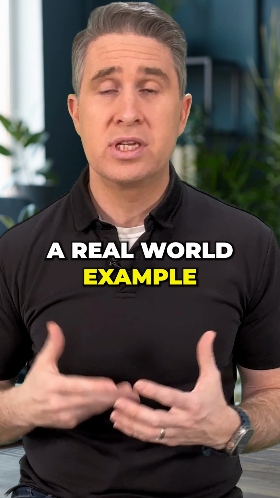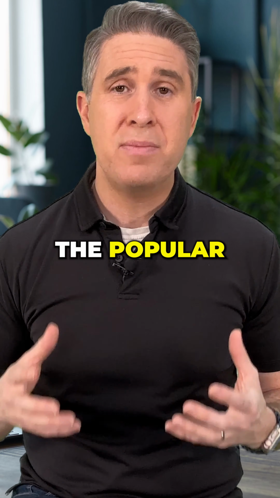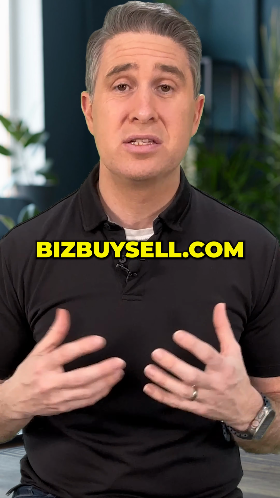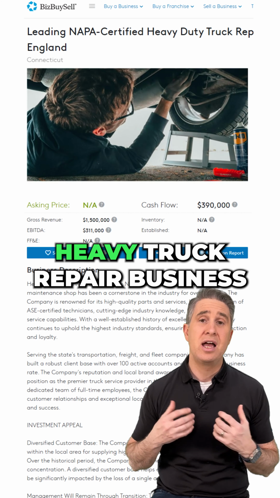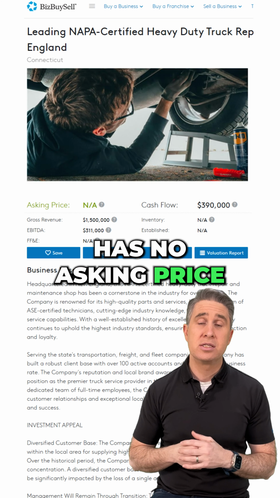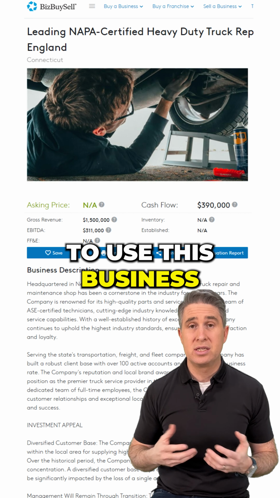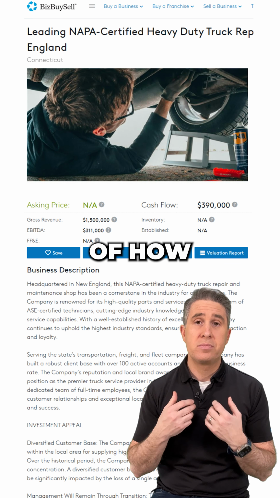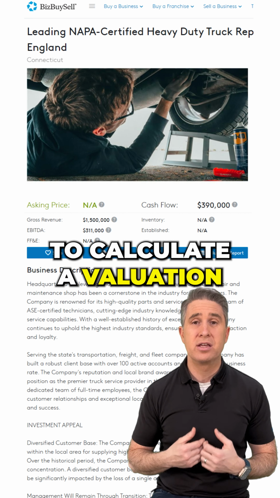So let's use a real world example to show you how this works. We went to the popular business listing site, BizBuySell.com, and we found this heavy truck repair business that currently has no asking price. So we're going to use this business as an example of how we might use the calculator to calculate a valuation and go through it.